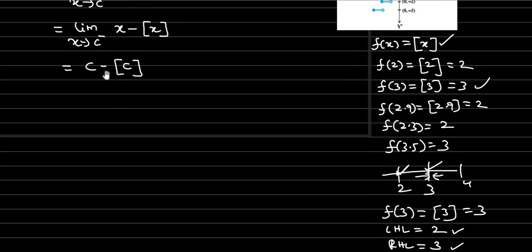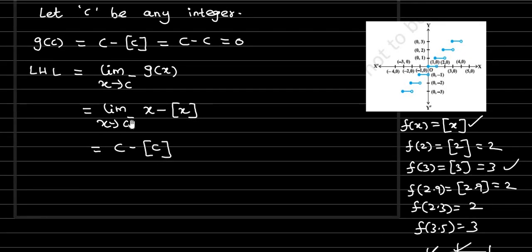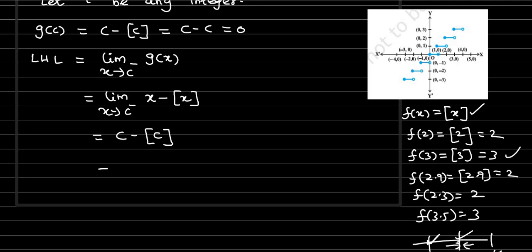Same way here, c is any integer, the left hand limit always gives you one value less than the integer. So that means the greatest integer of c gives you c minus 1. Now this minus sign is common for both the terms. So c minus c, then minus into minus plus 1. So c gets cancelled, the result is 1. So here the left hand limit is 1.